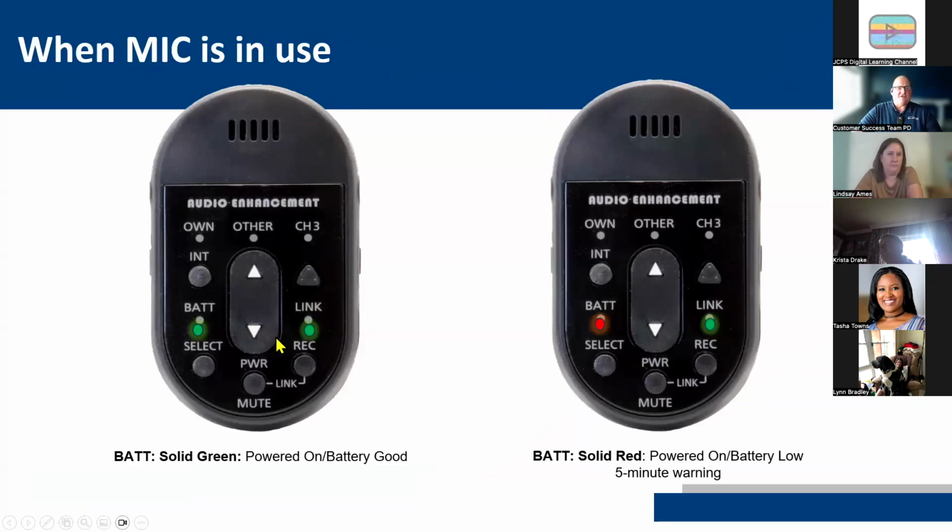So when the mic is in use, you've got a green light on both the battery and the link lights. When the light starts to turn red here under battery, it'll go yellow and then it'll turn red. That means you're running out of power. You need to charge the mic. If you charge your mic every night, you will never see this red light because you'll have more than enough power to get through the day. Even if you're teaching an extra class period or two, you're going to have more than enough power to get through the day if you charge every night.